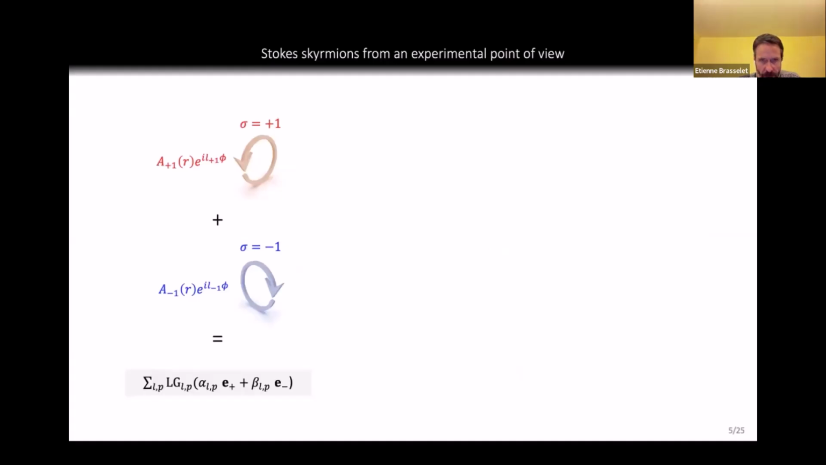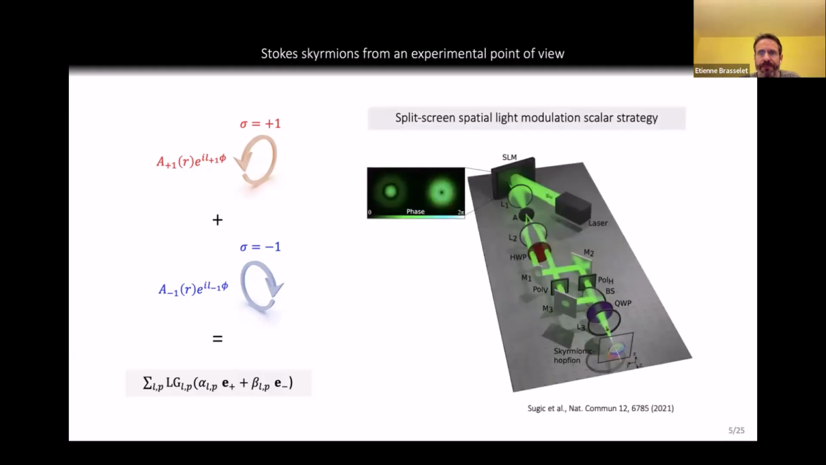So it starts with the following. So Stokes skyrmion in the lab, you can obtain them by superimposing in a coherent manner orthogonal circular polarization states carrying well-defined modal content in terms of orbital angular momentum states, especially in the case where the spatial modes are the so-called Laguerre-Gauss modes of indices L and P. In that case, one obtains Stokes skyrmions by construction.